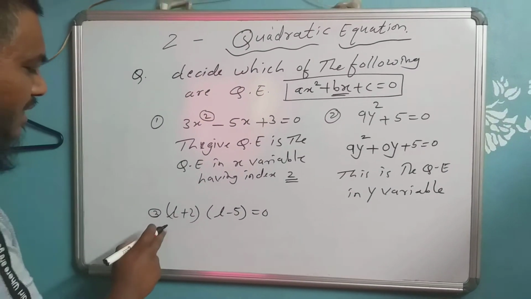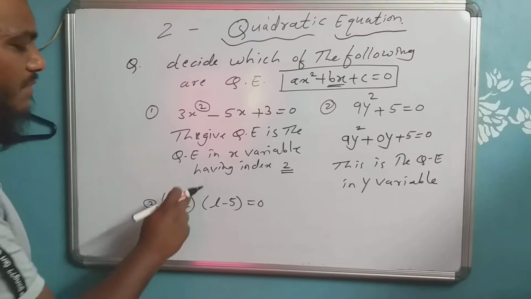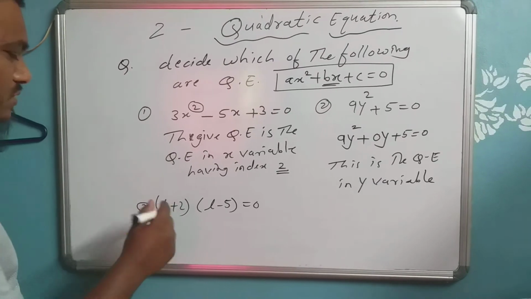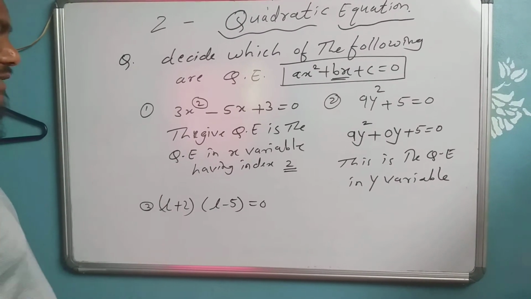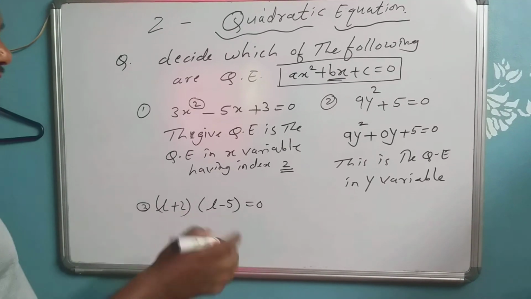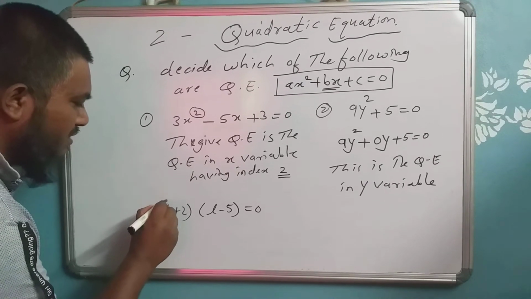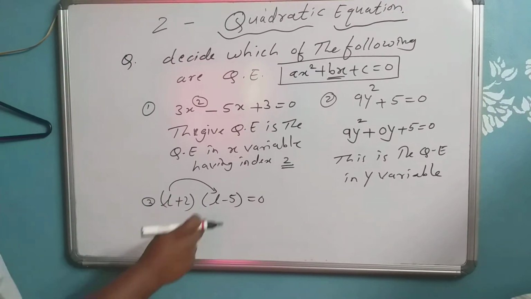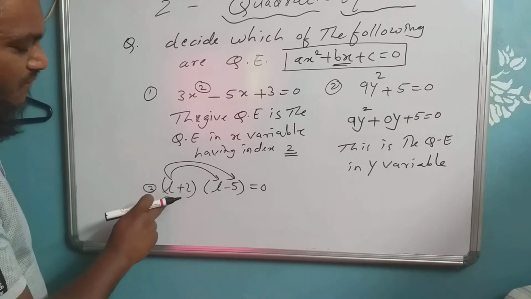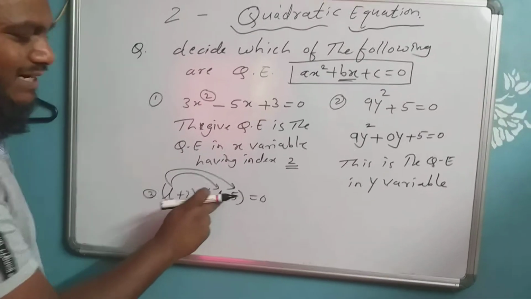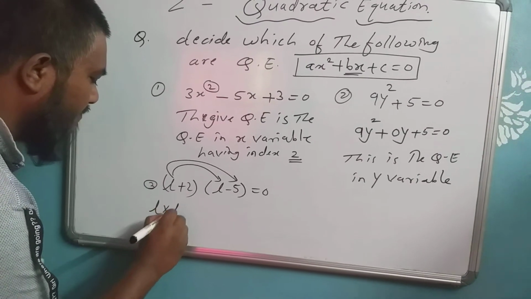Now the third one is given in bracket form. Two different brackets are given. In between these two brackets there is no sign, which means we have to multiply them, and bring the result into standard form. How to multiply? The first term of the first bracket will multiply with the first term of the second bracket, and then the first term of the first bracket will multiply with the second term of the second bracket, just like this, L into L.